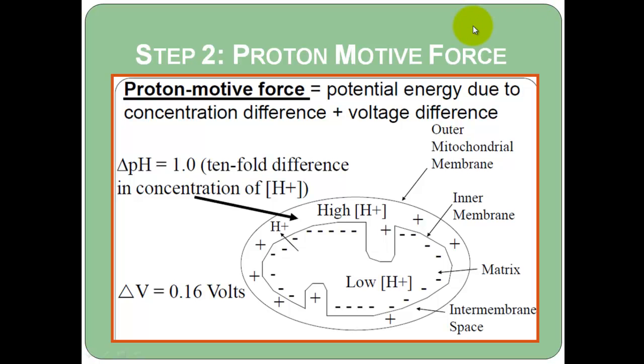It's basically like a battery, so it has stored potential energy due to the concentration difference, and then also a voltage difference. The stored potential energy due to the concentration difference is given by the pH, and there's a tenfold difference in the concentration between the intermembrane space and the matrix. There's also a potential energy difference due to the segregation of charges. Let's take a look at this energy a bit more quantitatively.